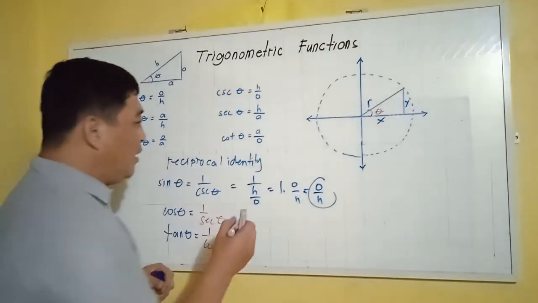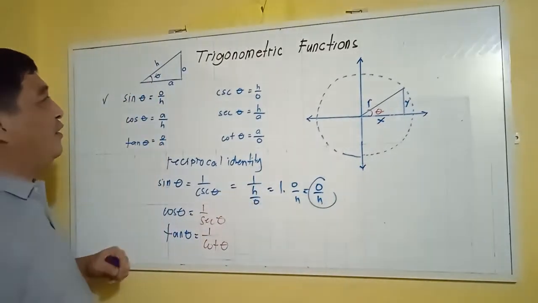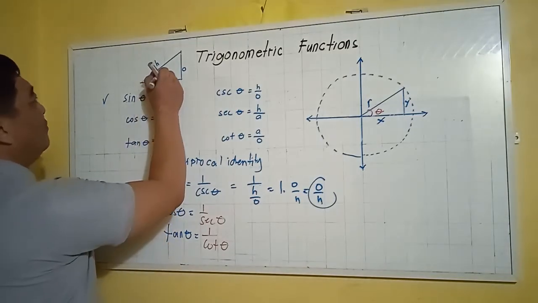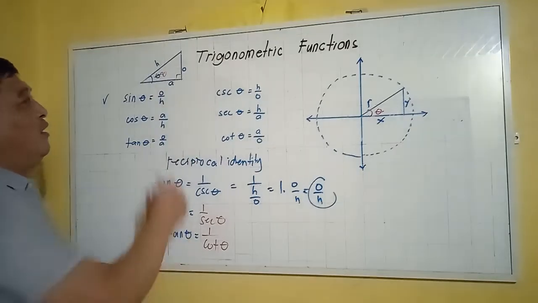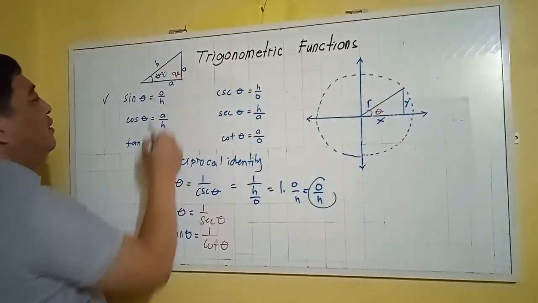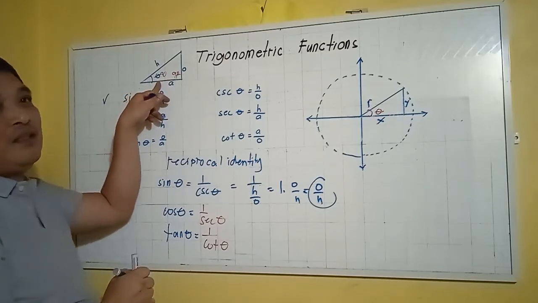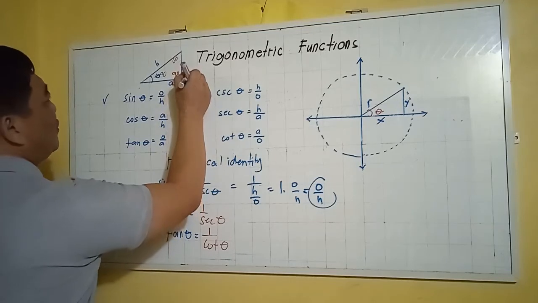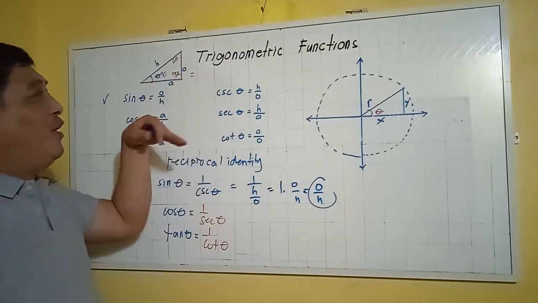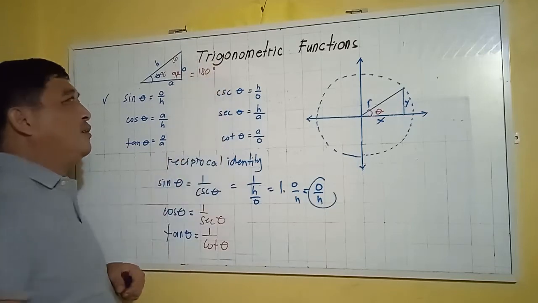Kasi, di ba alam natin that the triangle has a total angle of 180 degrees. Say, we have 30 degrees. And one of these angles in the triangle is 90 degrees. If this is 90 degrees and this is 30 degrees, we have 60 degrees. So the total angle inside the triangle is equal to 180 degrees.